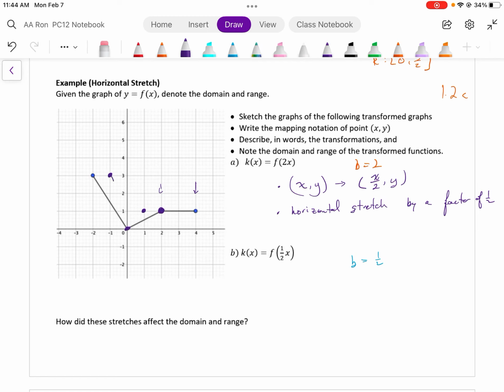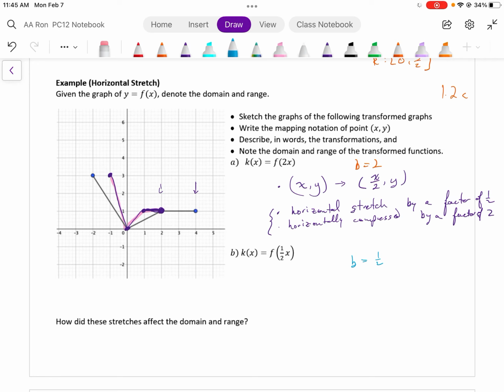And my graph looks something like this. It goes from, and it has to stop right here. So I'm just going to highlight, my graph goes from here, here, here, and then here. And there's my transformed graph. We can say that it's been horizontally stretched by a factor of 1/2. Equally correct, you can say it's been horizontally compressed by a factor of 2. That's the same thing.